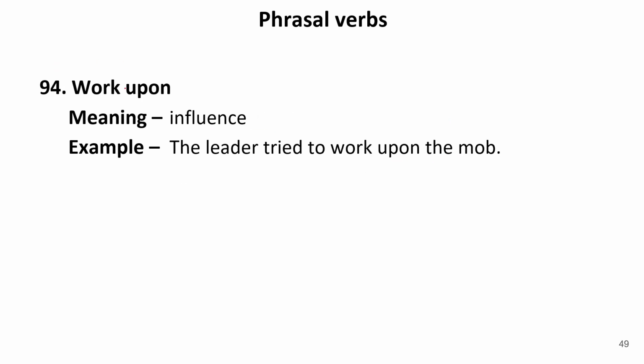So the meaning of this phrasal verb is work upon. That means to influence someone. For example, the leader tried to work upon the mob. It means they tried to influence the mob or to affect the mob. Mob refers to the aggressive crowd. So these were some phrasal verbs that we have learnt in this session. We have many other prepositions or phrasal verbs as well, and we use them with a verb. But there is a difference between prepositional phrase and phrasal verbs. The meaning of a phrasal verb is totally different from the individual words themselves.